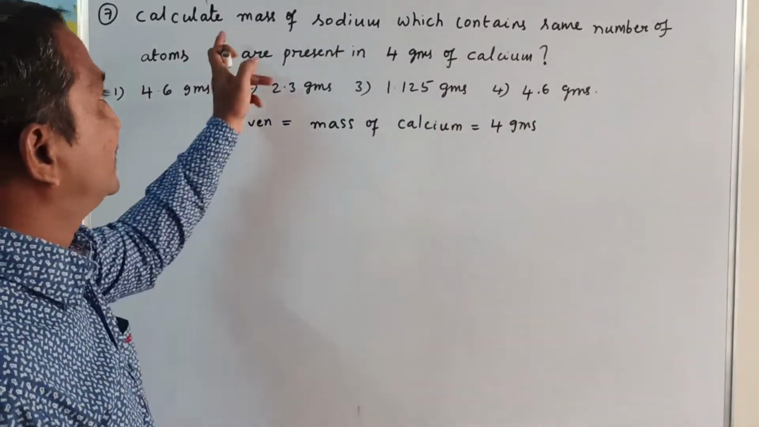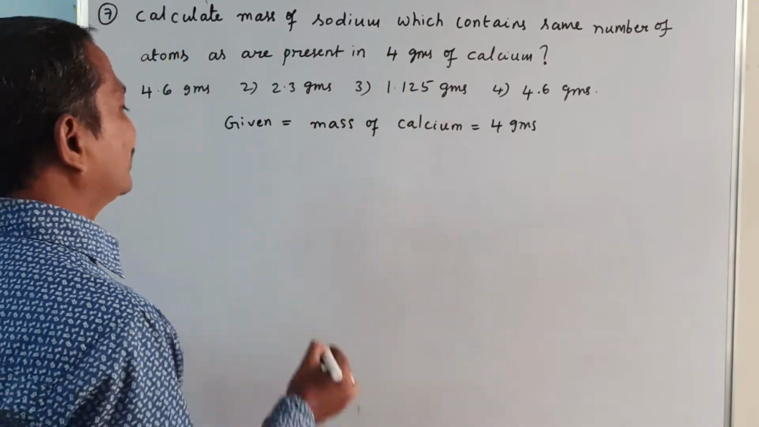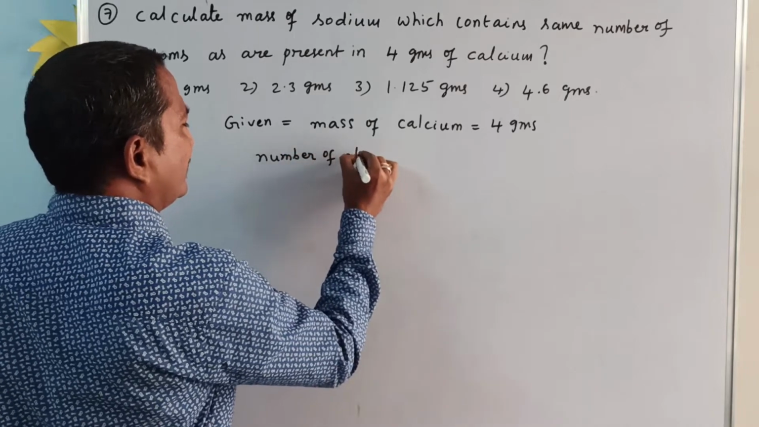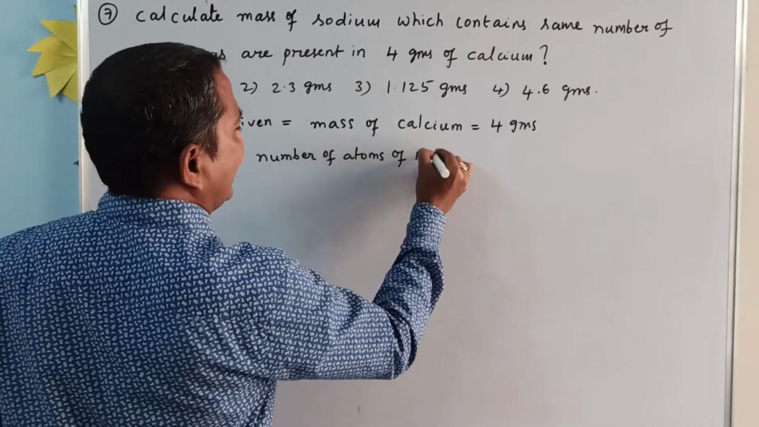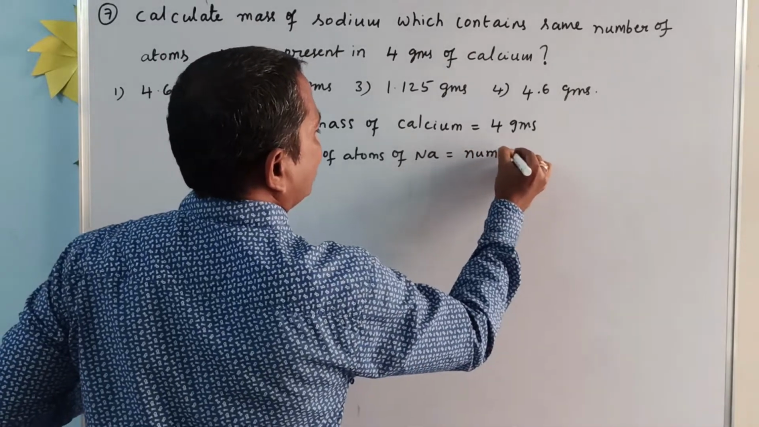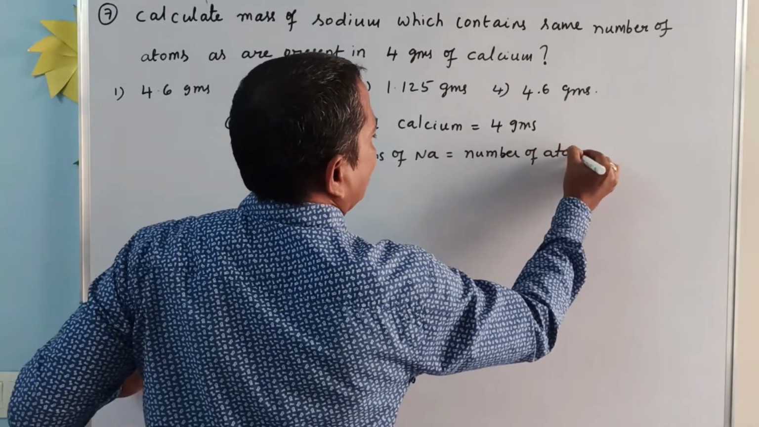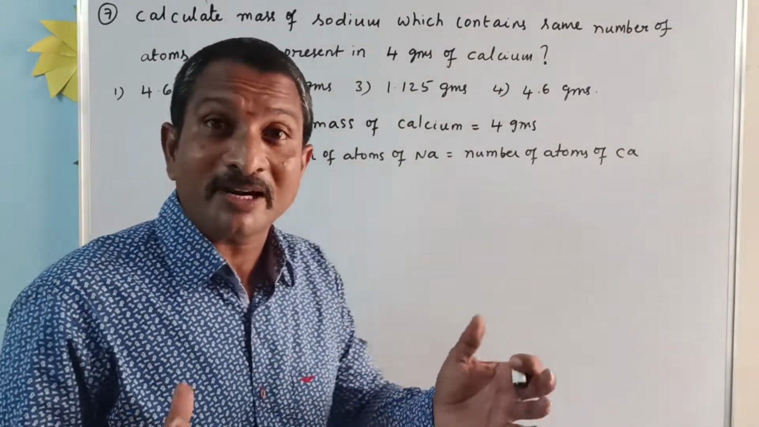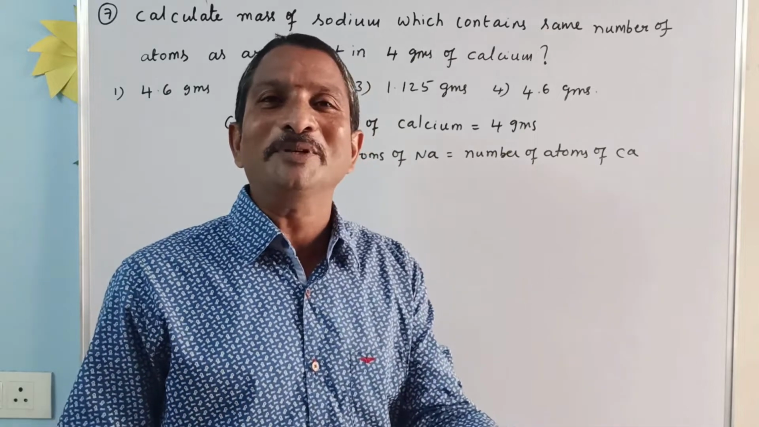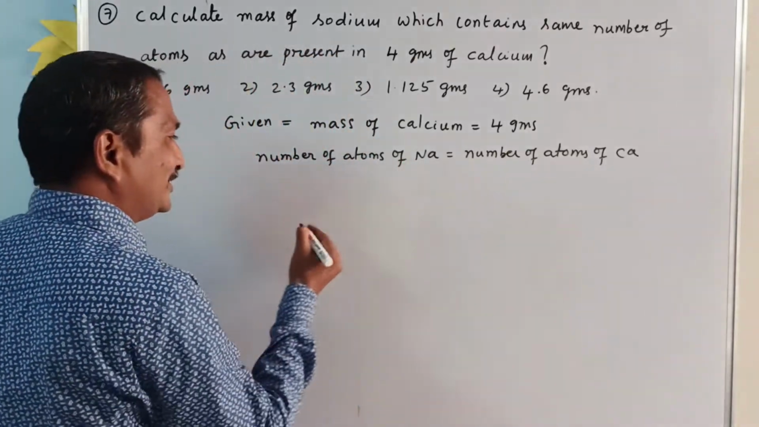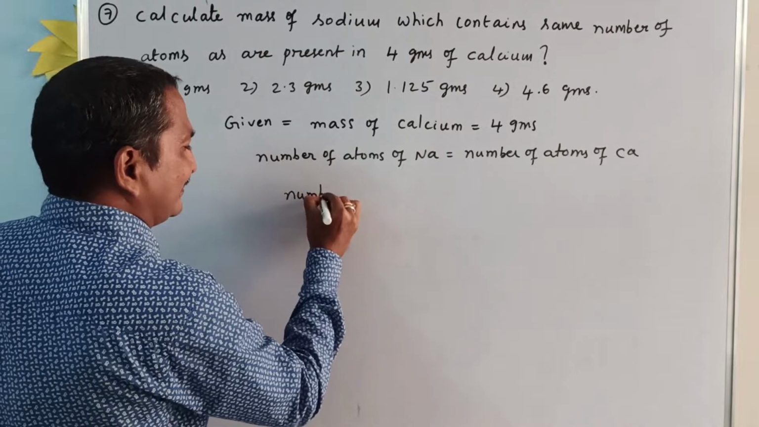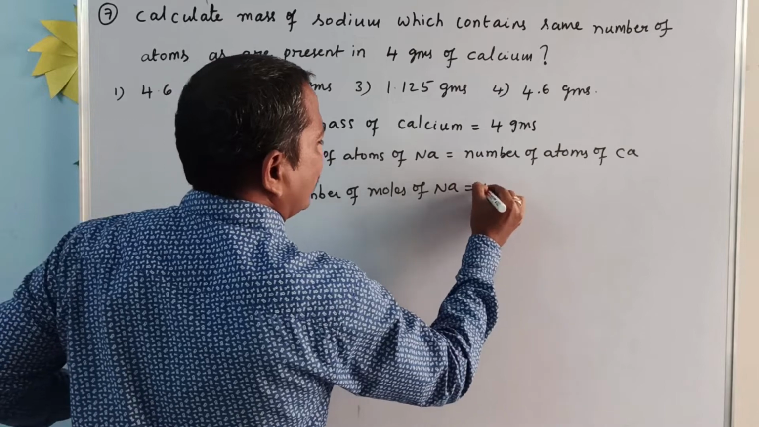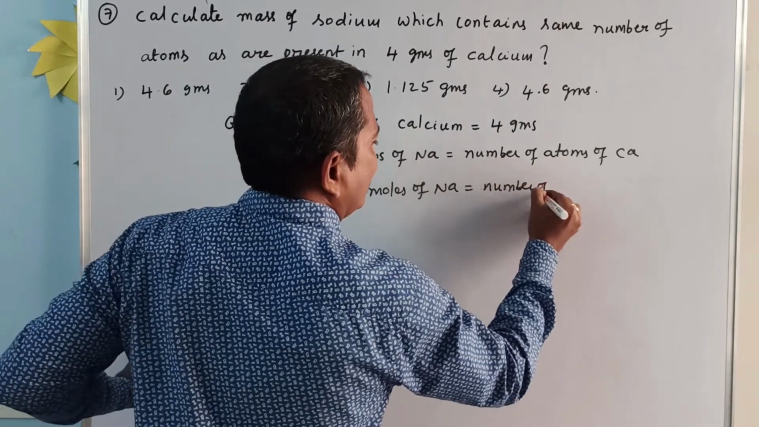One more given condition: same number of atoms in sodium and calcium. Number of atoms of sodium is equal to number of atoms of calcium. This is also given. Number of atoms of sodium equal to number of atoms of calcium means number of moles of sodium is equal to number of moles of calcium. From this we can write number of moles of sodium is equal to number of moles of calcium.